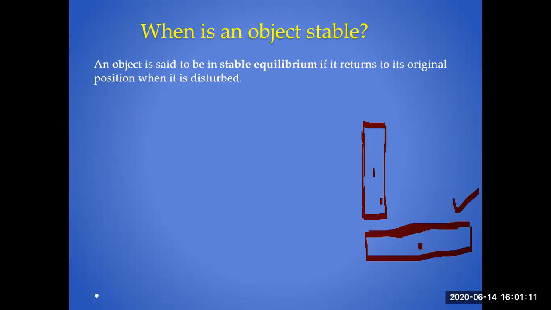This is another example where you see that the CG of a body is above the point of suspension.